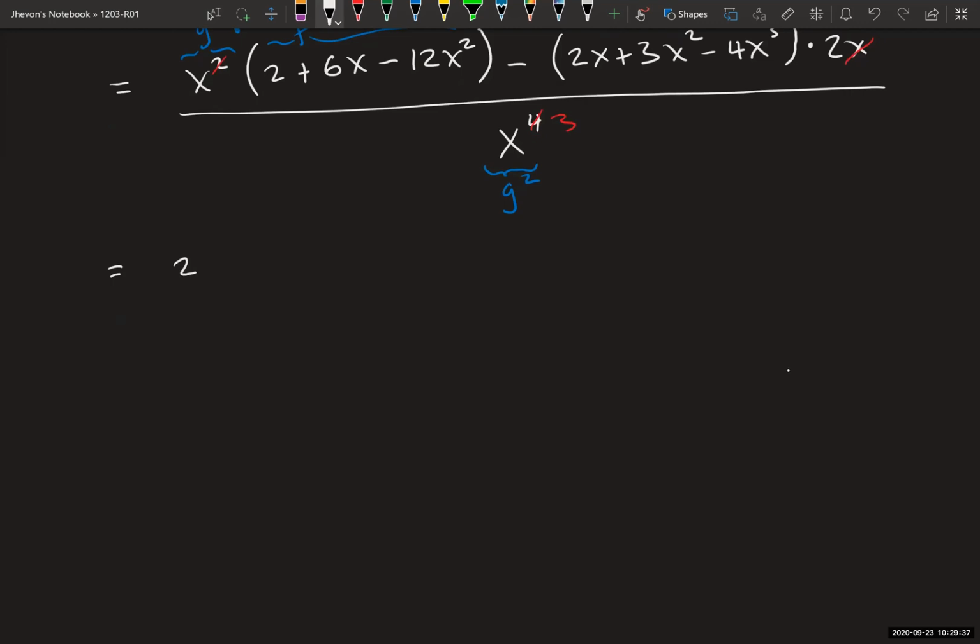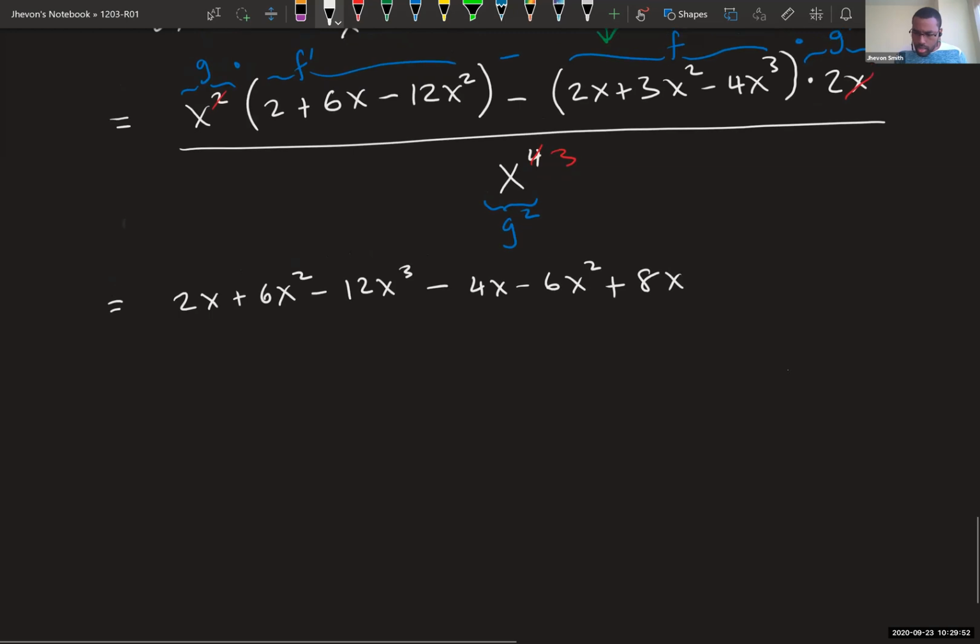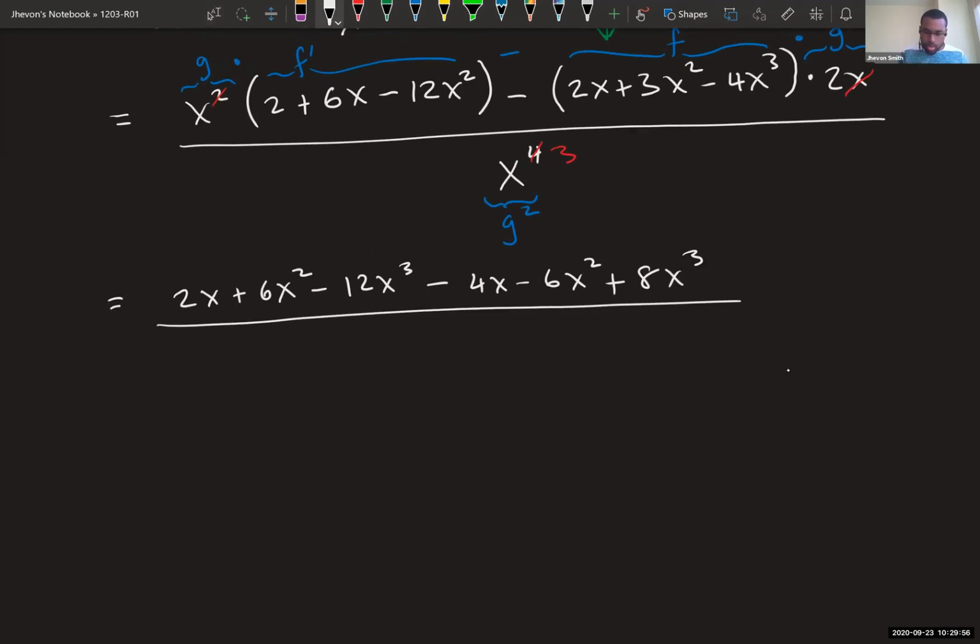Oh, okay. So you would have 2x plus 6x squared minus 12x cubed minus 4x minus 6x squared plus 8x cubed all over x cubed. What would you do now? Now I would try to see where I could simplify. So the 2x and the negative 4x would become negative 2x. The 6x squared and the negative 6x squared cancel with each other, so they go away. And then the negative 12x cubed and the 8x cubed becomes minus 4x cubed.